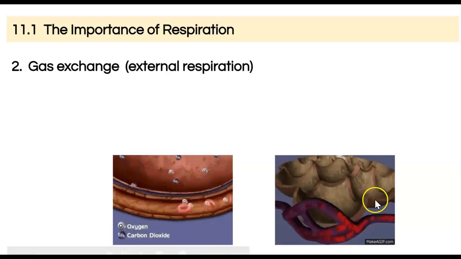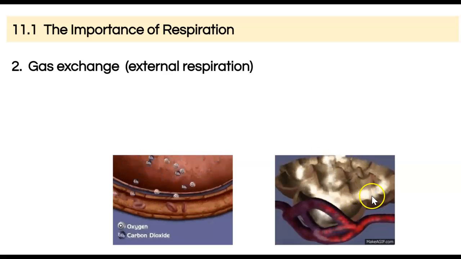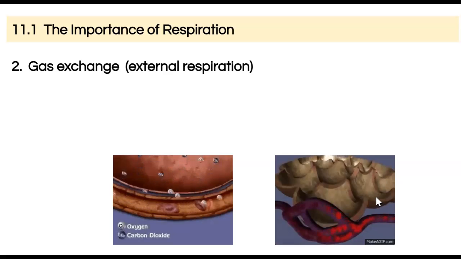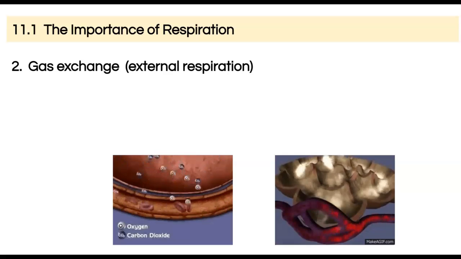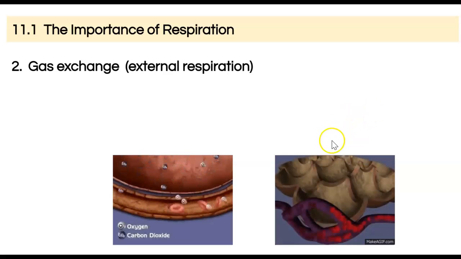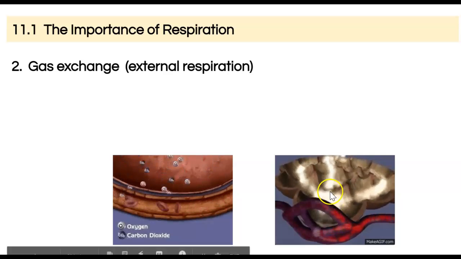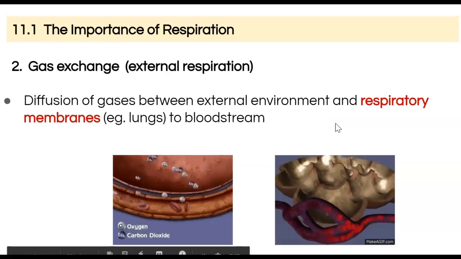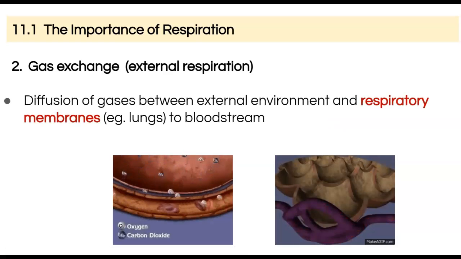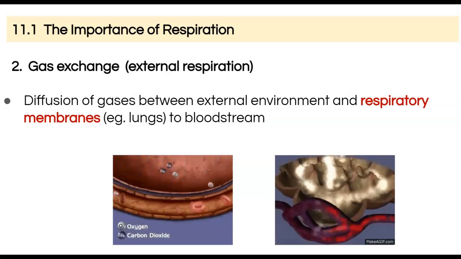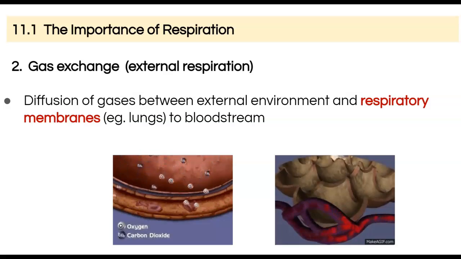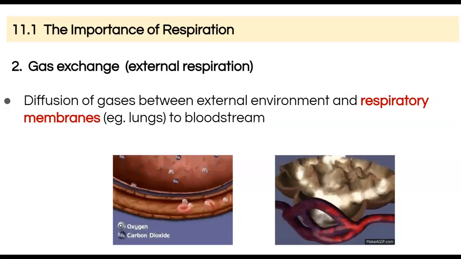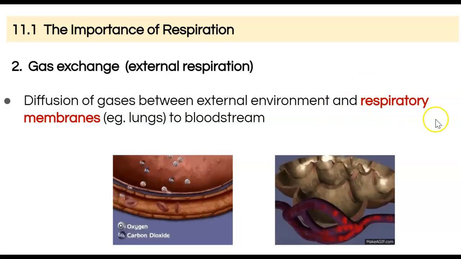Now, I'll be really impressed if you remember the name of this structure. It's a cross section of a part of the human lung that we're going to talk about very shortly in another screencast. And what you see here is air that's been inspired moving across from the external environment, crossing into the body's internal environment. So that's really all that gas exchange is. The second stage, called external respiration, is just the diffusion of gases between the external environment, the outside, and your respiratory membranes into the bloodstream. Pretty much that's it.